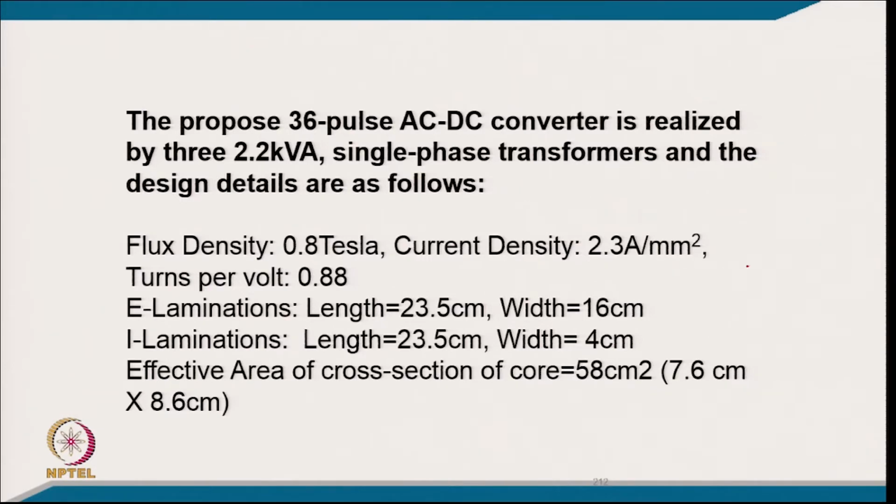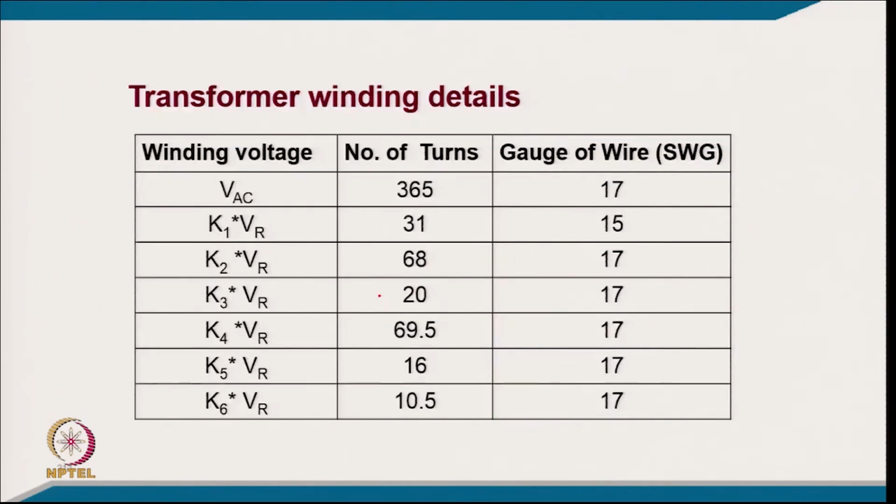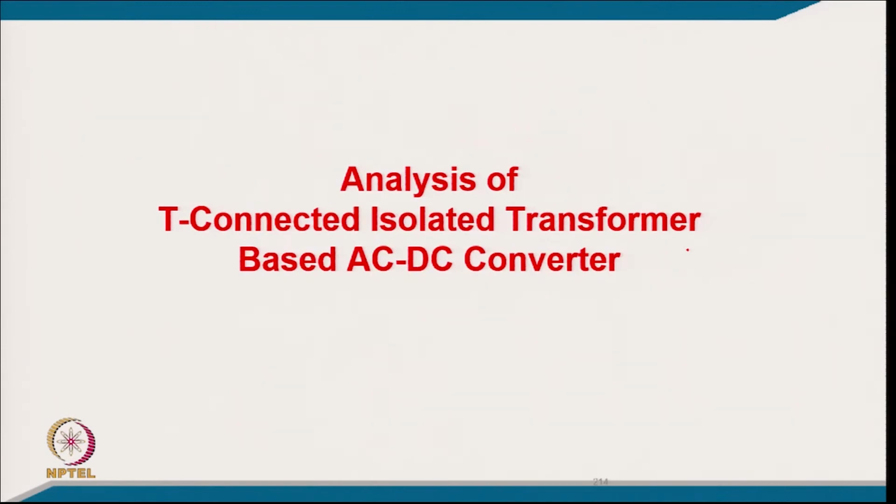So, here the proposed 36 pulse converter is fed by 2.2 kVA single phase transformers, and the details are given here. These are designed with the current density and flux density, and how the turns per phase were given to the manufacturer. These are the turns designed from the constants, and the wire gauge corresponds to that much current.